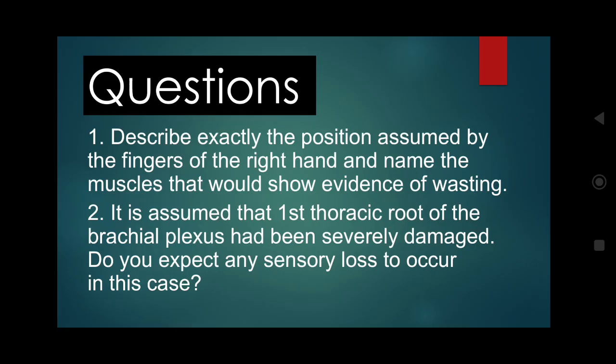So the questions are like this. Describe exactly the position assumed by the fingers of the right hand and name the muscles that would show evidence of wasting. Second question is, it is assumed that the first thoracic root of the brachial plexus had been severely damaged. Do you expect any sensory loss to occur in this case? Let us discuss these two questions.